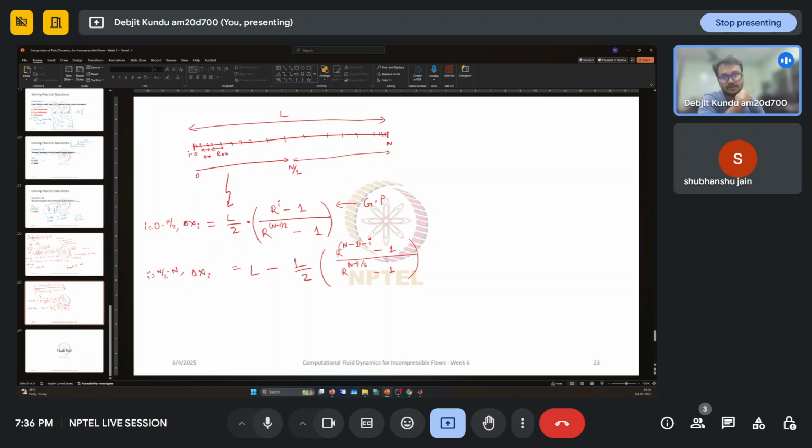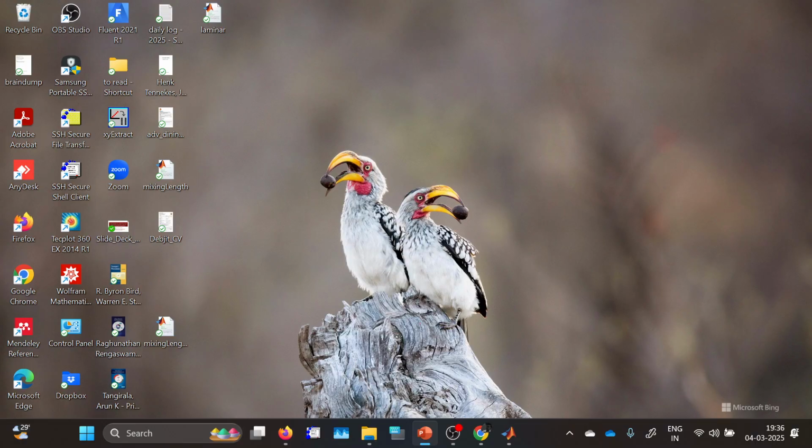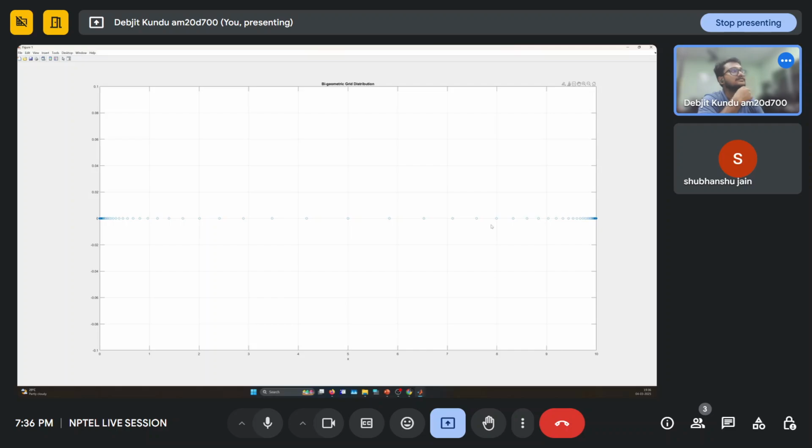If we use these equations to find out the grid spacings for non-uniform grid spacings, then this is what we get. You see, these are very fine points near the walls. So at L equal to 0 as well as L equal to 10, those are very tightly spaced, whereas in between, they are very far apart.